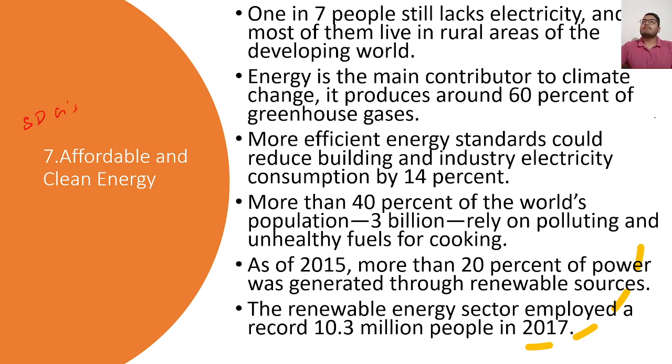1 in 7 people still lack electricity, and most of them live in rural areas of the developing world. Energy is the main contributor to climate change. It produces around 60% of greenhouse gases. So somehow it is affecting the world, Mother Earth, as well. More efficient energy standards could reduce building and industry electricity consumption by 14%. More than 40% of the world's population, that is 3 billion, rely on polluting and unhealthy fuels for cooking.